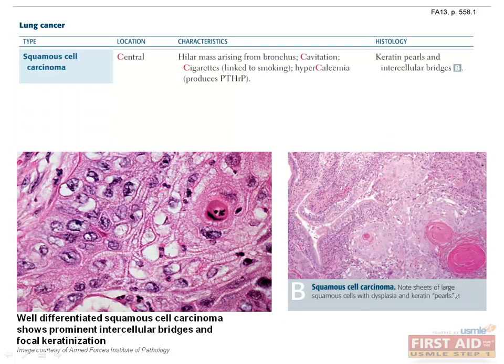Squamous cell carcinoma has been clearly linked to smoking and typically presents as a centrally located hilar mass arising from the bronchus. Now, hypercalcemia of malignancy may be seen with squamous cell carcinoma due to the production of parathyroid hormone-related peptide. You may recall from the endocrine chapter how parathyroid hormone stimulates osteoclast activity, thus releasing calcium from the bone.